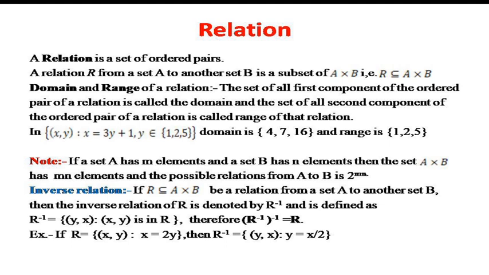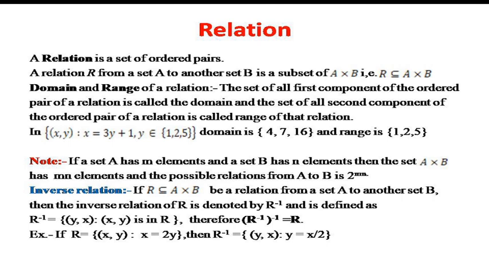Next comes the inverse relation. If R is a relation from A to B, that is, R is a subset of A cross B, then the inverse relation of R is denoted by R to the power minus 1, which is a subset of B cross A. If R is known to us, we can find R inverse. The elements of R inverse are the ordered pairs (y, x) such that (x, y) is in R. And if we take the inverse of R inverse, we get the earlier relation R.